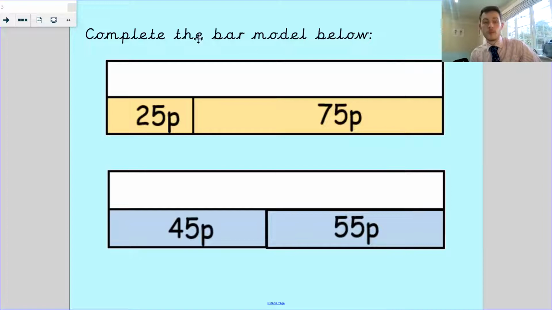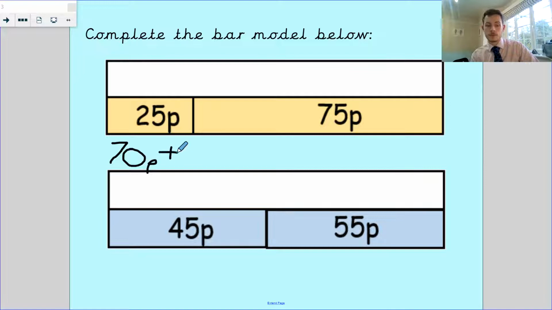Let's look at the next one. Complete the bar model below. We've got 25p and 75p. So the first thing that I might do is separate them. I might partition them. So I know that 25 is going to split up into 20 and 5. I know that 75 is going to split up into 70 and 5. So if I was to order this, I would do my biggest number first, which is my 75, but I'll partition that into 70 and 5. So 70 is going to go first. 70p.